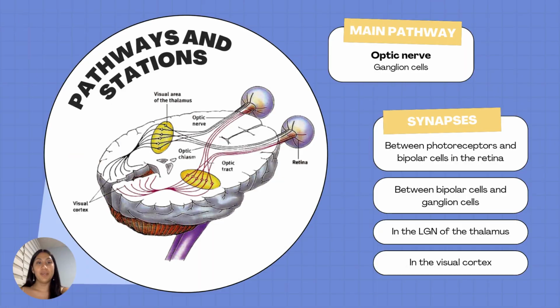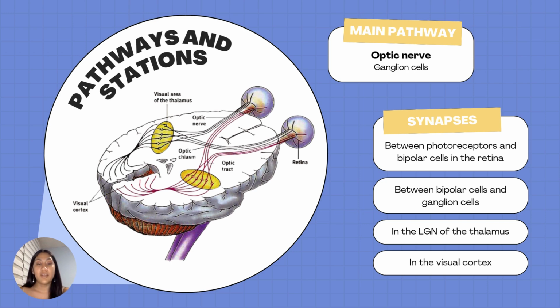The main pathway involves the optic nerve, which is formed from the axons of ganglion cells in the retina. So it actually starts there, in the ganglion cells. Then, the optic nerve fibers leave the retina and pass through the optic chiasm, where some fibers cross. Then they travel to the lateral geniculate nucleus, known as the LGN, that's located in the thalamus. Finally, from there, they project to the visual cortex in the occipital lobe.